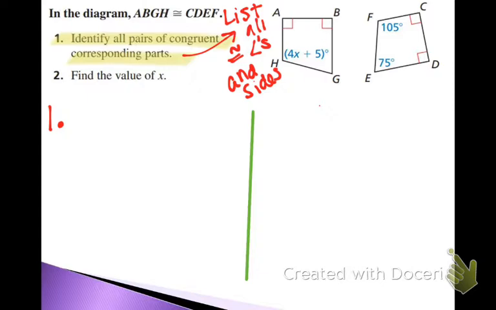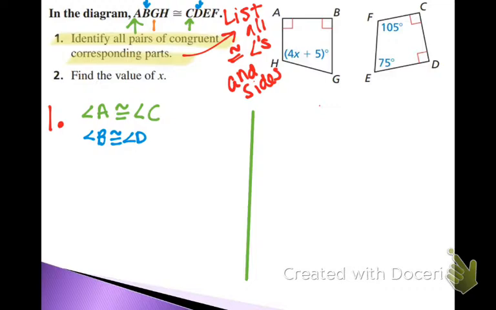All right, so we don't even need to look at the picture. We can just look at this phrase up here. Let's start with our angles. What will angle A be congruent with? Angle C, I agree. They're both the first letter. What will B be congruent with? D. Angle B is congruent to angle D.